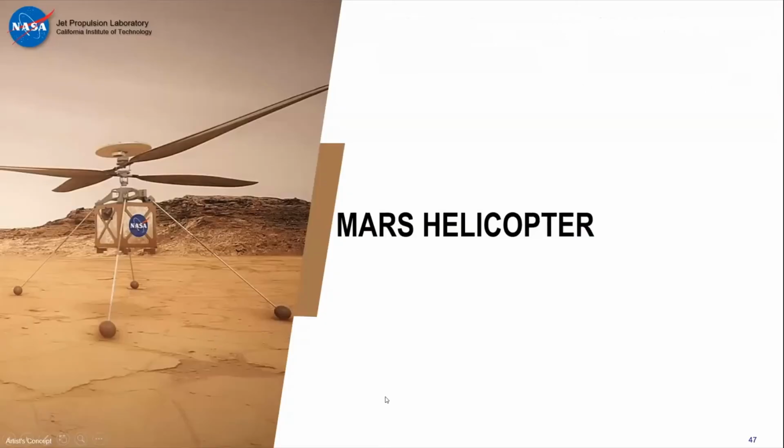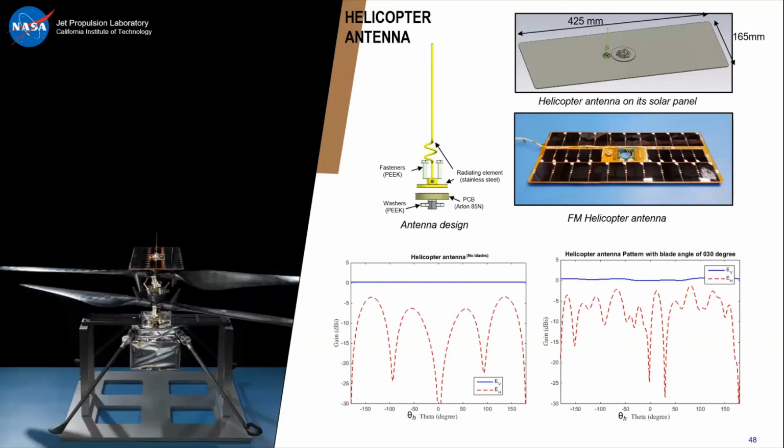Okay, and now I'm going to talk about the Mars helicopter. For the Mars helicopter, we designed the antenna on the helicopter itself and also on the rover. And I'm going to show you how we made sure that the link will close with these two antennas and the process to do this.